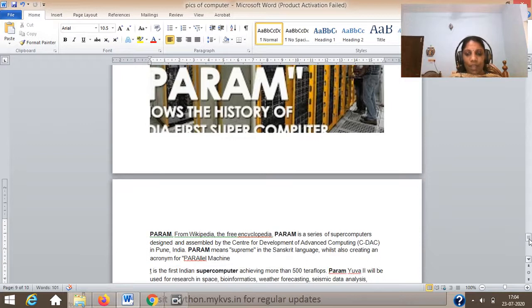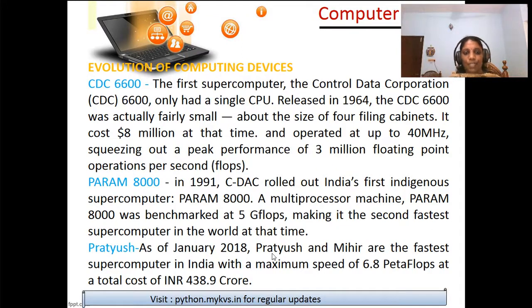Param is a series of supercomputers designed and assembled by the Centre for Development of Advanced Computing, and Param means supreme here. The need was, as I told, for weather forecasting, bioinformatics, research in space, and seismic data analysis. So if they ask you what is the first supercomputer developed in India, the answer is Param 8000. After that, Param Yuva and so many others came. So that's it, supercomputers usage.